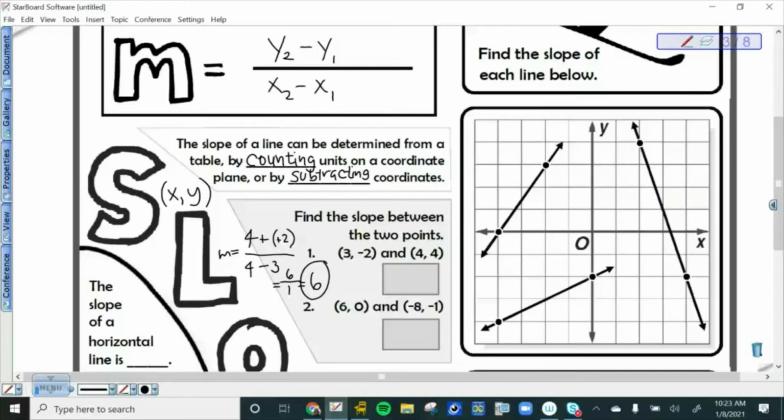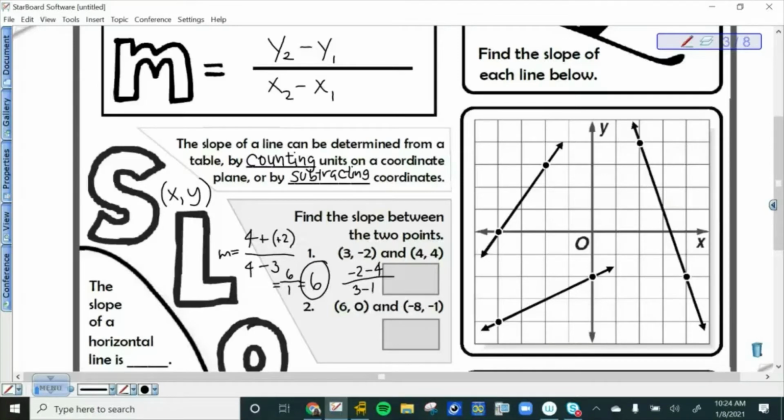And I just want to point this out. So I did 4 minus -2, and then I did 4 minus 3, right? I could also do it the opposite way. So I could do -2 minus 4. Let's write that down. -2 minus 4 divided by 3 minus 1.